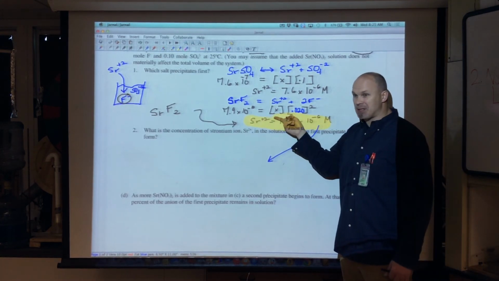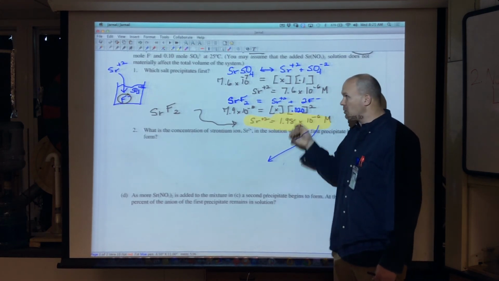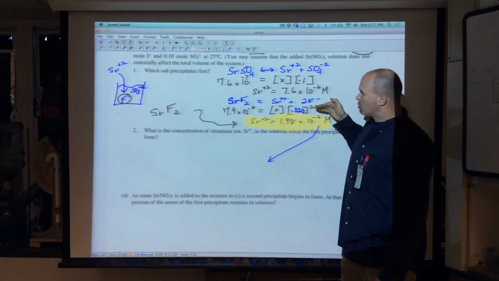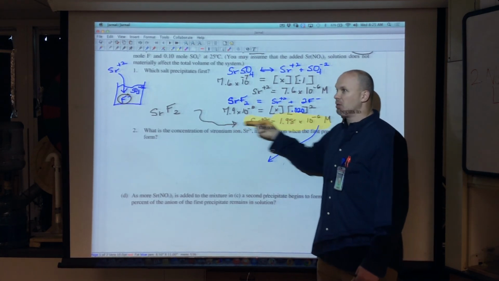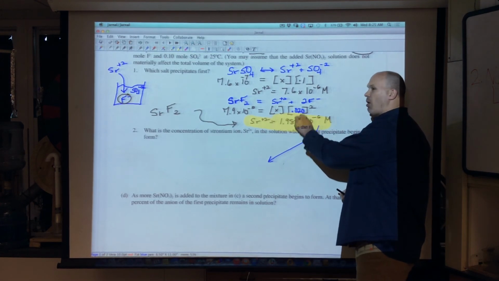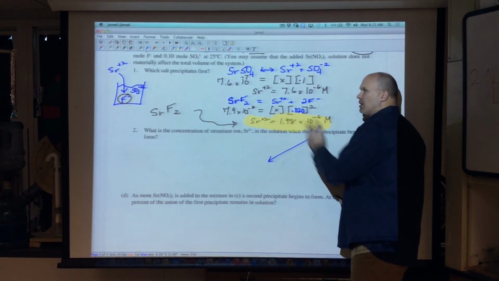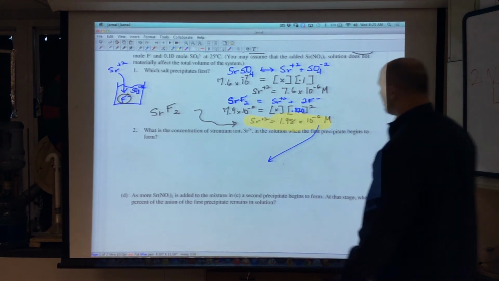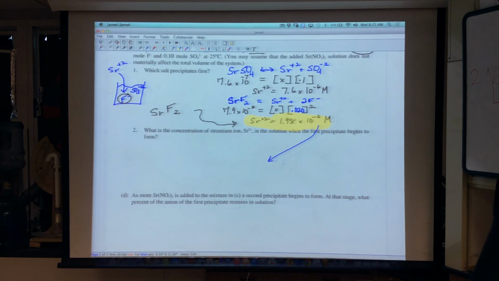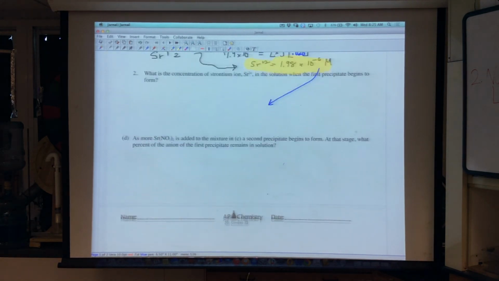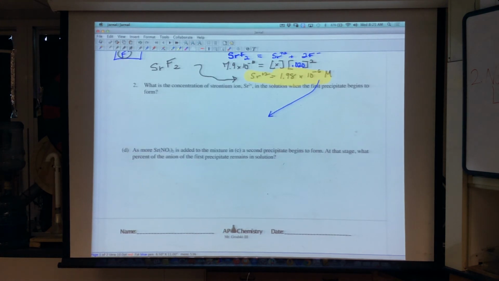It doesn't mean that all of the F is going to disappear. You're going to reach an equilibrium position, but as you add more strontium, you start driving this reaction this way, as we learn in Le Chatelier's principle. So the F is going to get smaller and smaller, but it's not going to go to 0 because of the equilibrium established at that position. However, what is that percentage? Well, percentage is part over total. At that stage, what percent of the anion of the first remains in solution? I know that the total amount of the fluoride ion is 0.02. I have to find what's remaining, multiply that by 100, and I find my percentage.